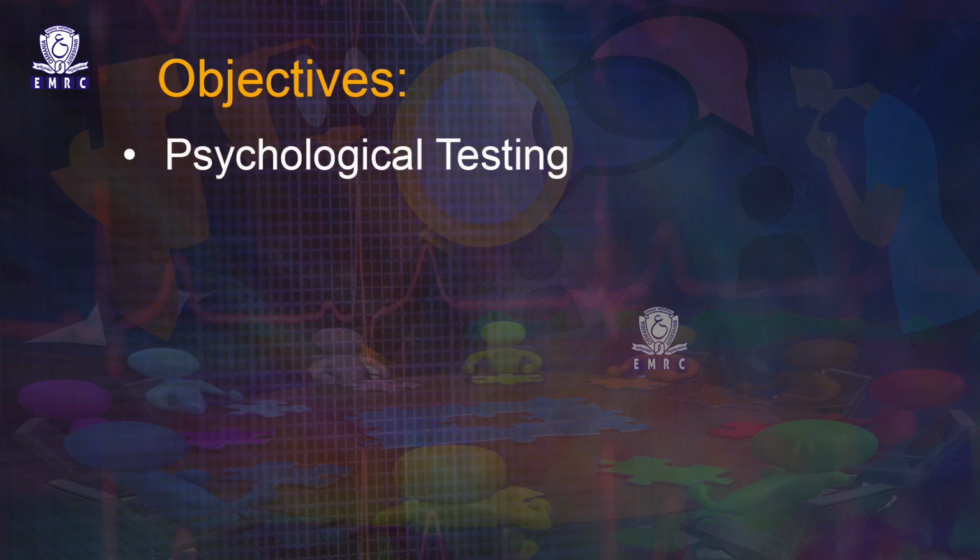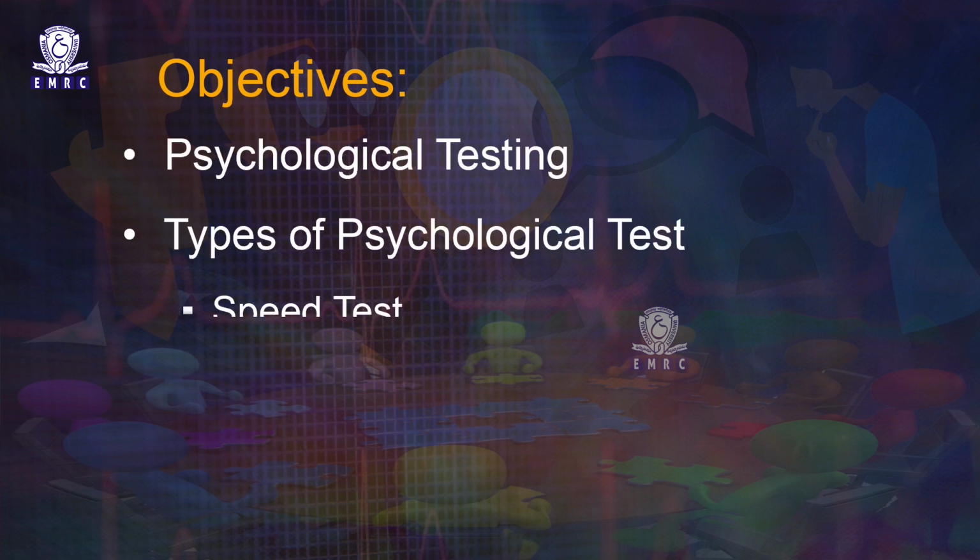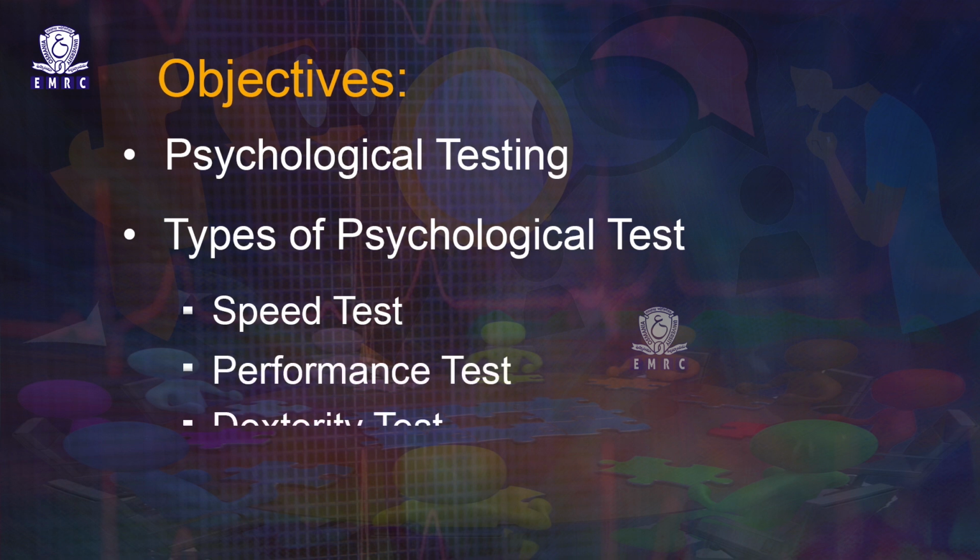In today's session, we will continue our discussion about psychological testing. The main objectives in this lesson are to understand psychological testing, types of psychological test, speed tests, performance test, dexterity test and power test. A psychological test is a measuring tool or instrument designed to measure psychological attributes and variables.